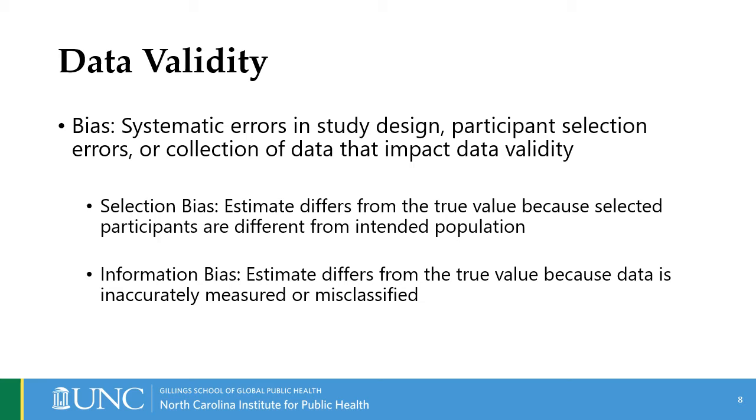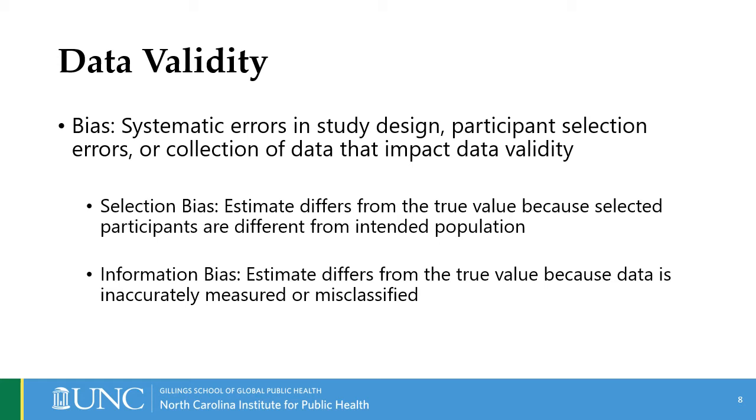For example, if you conduct a phone survey using numbers from a landline directory, you may talk to more older people or people who don't have cell phones. Information bias is another systemic error resulting from data that is inaccurately measured or misclassified. For example, if a survey is mistranslated into Spanish, then Spanish-speaking participants may answer inaccurately.